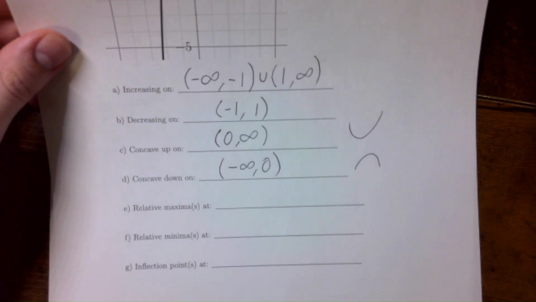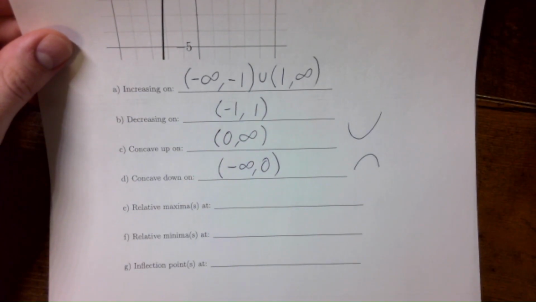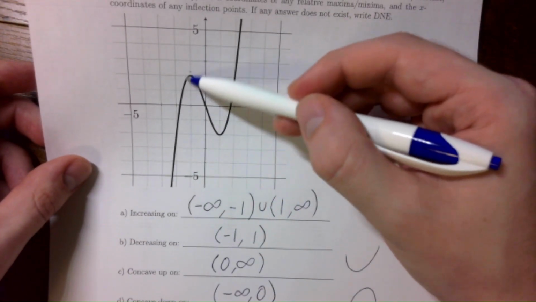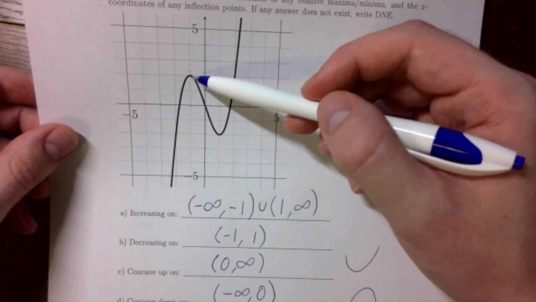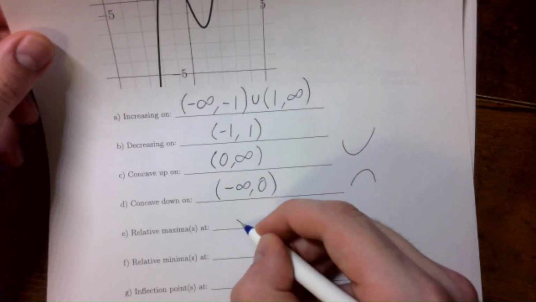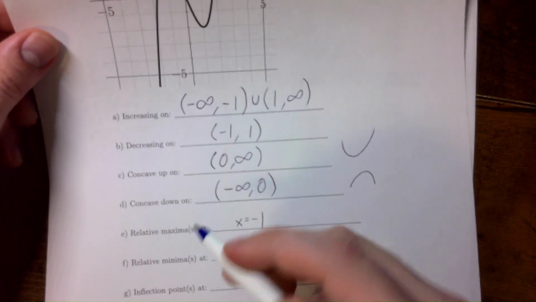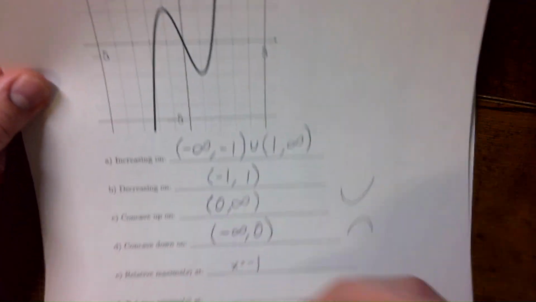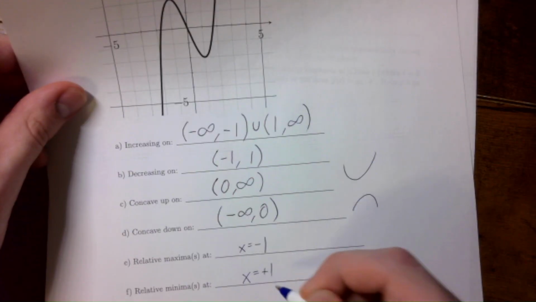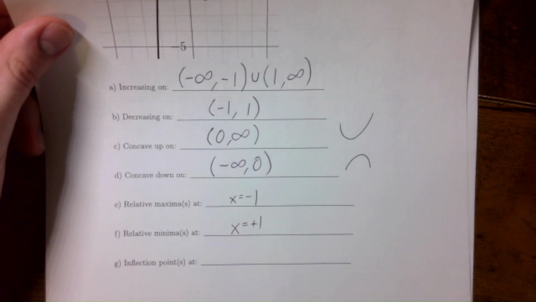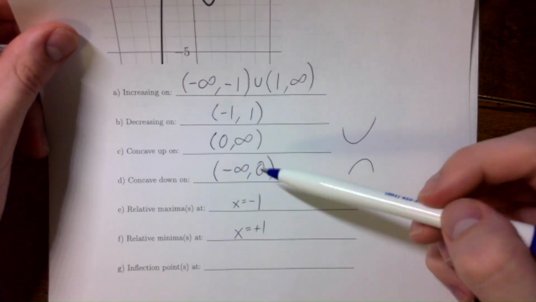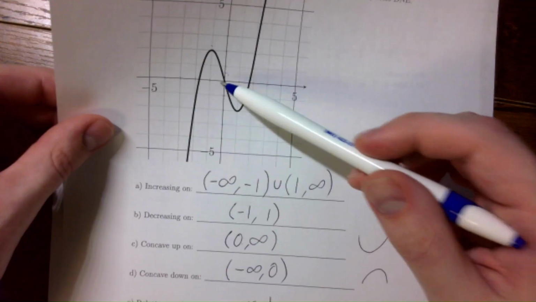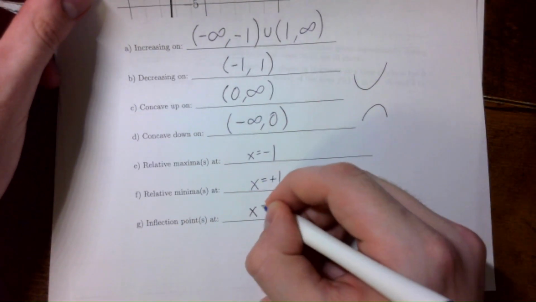Okay. We are now asked to find our places where we have relative maximums and relative minimums. So we have a relative max right here. We have a vertex-ish thing right there. So that's at x equals minus 1. We have a relative minimum right here at this little valley, that's at x equals 1. And then inflection points. This is where it changes concavity. So the only spot it changes concavity is at x equals 0. So right here, so we have an inflection point at x equals 0.